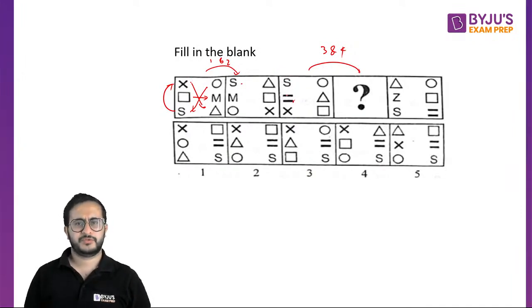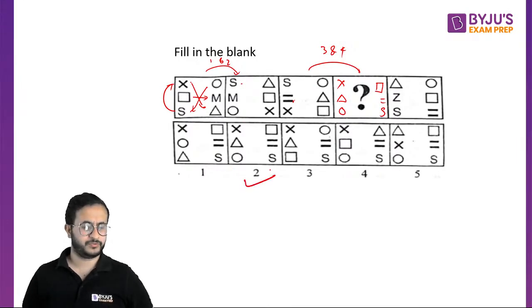Okay, so this goes down, so S will go here. This goes to this side, so equal to will go this side, and then this goes up, so X will go up. This goes to the bottom this side, so 0 will come here. Then this went this side, so this will be triangle this side, and then square should come this side. Okay, so that is what has happened. So for that reason it will be 2, right?